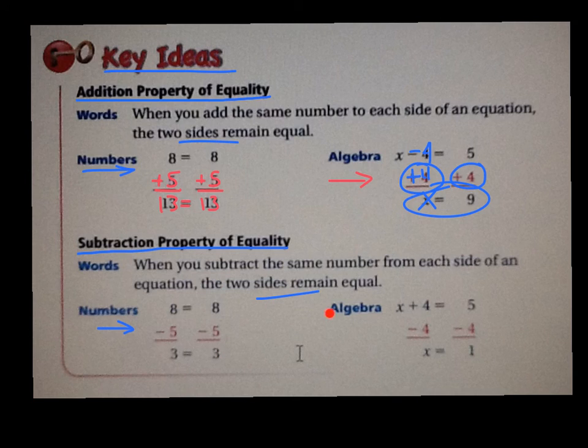Alright, let's look over here at algebra. If I have x plus 4 instead of x minus 4, if I have x plus 4 equals 5, I'm going to take away 4 from each side. That gives me 4 minus 4 is 0. I'm left with x. 5 minus 4 gives me 1. So now I've concluded that x equals 1.